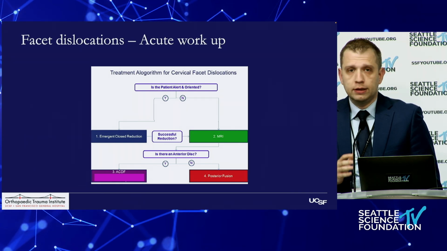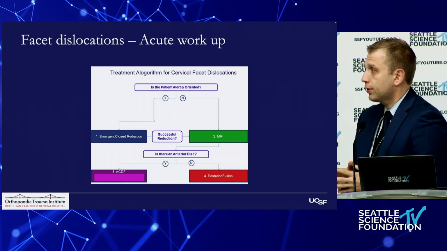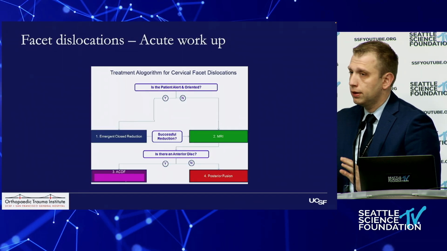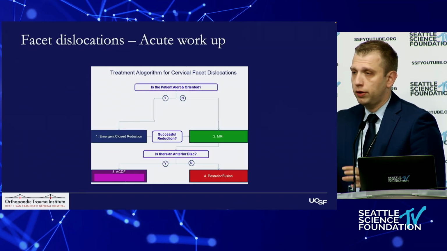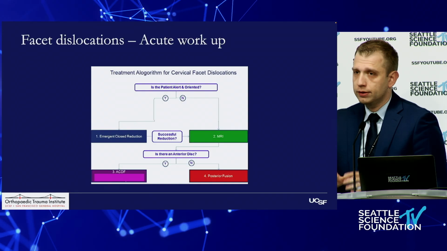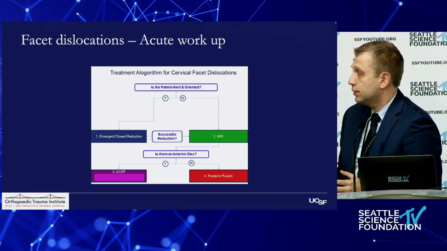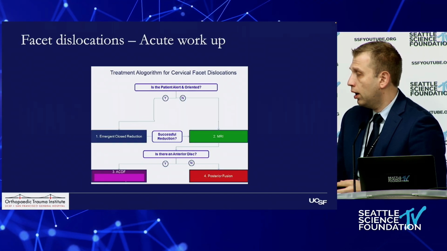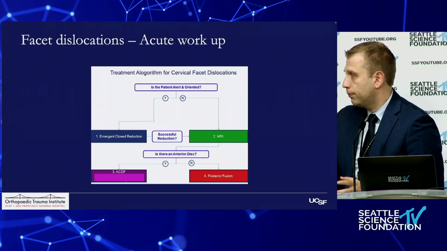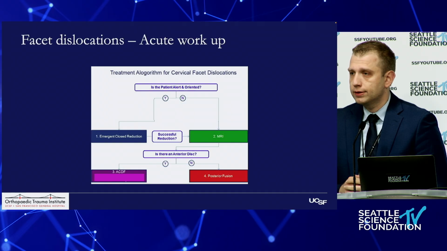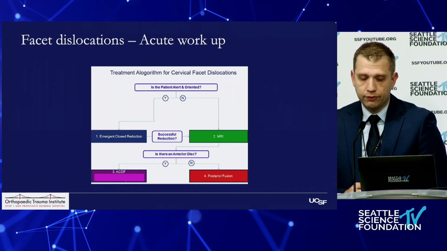On the MRI, I check to see if there's an anterior disc herniation. If there is, there will be some kind of ACDF type procedure, whether a standalone ACDF or an ACDF that I back up. And if there is no anterior disc, I'll usually do a posterior fusion, though if the facets are competent, I think an ACDF is also an option.